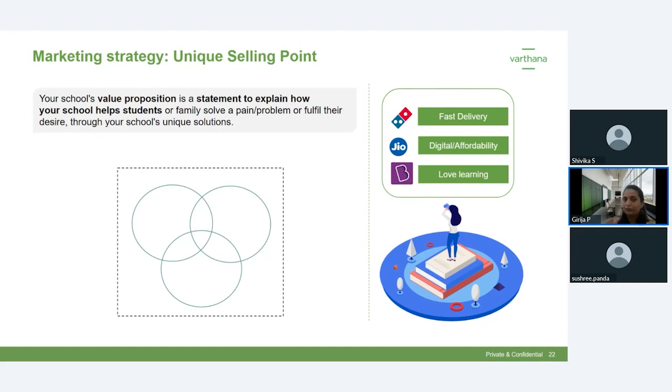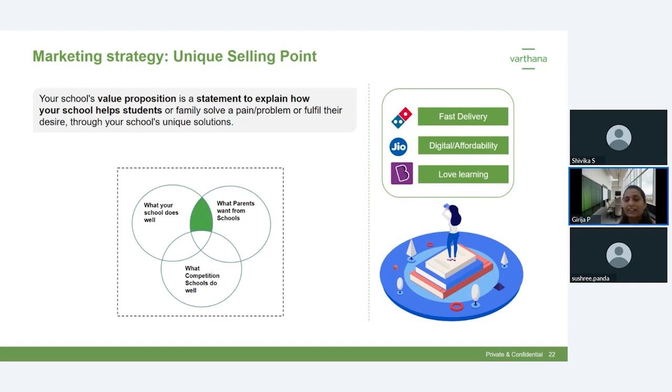So we need to keep these things in mind when we are designing our unique selling point: what we want to communicate and how we help the parents and the students. Two, three things we need to keep in mind. First, what your school does well; what your parents want from your school; what competition schools are doing well. Keep these three things in mind when identifying your unique selling point, and your unique selling point will be what your school does well and what your parents want from the school.